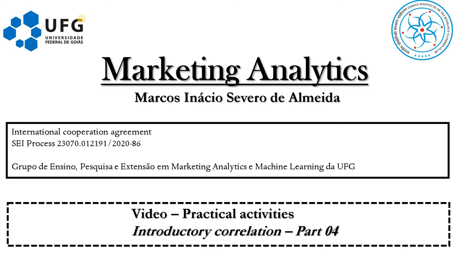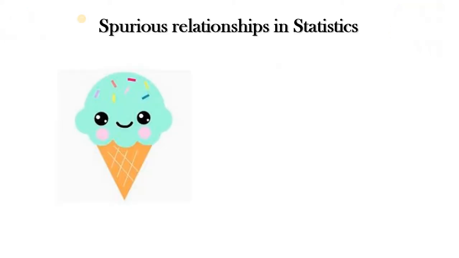This is part 4 of Introductory Correlation, where I am going to discuss a more theoretical concept related to correlation, and that is an important feature for marketing managers and for researchers dealing with data in general.